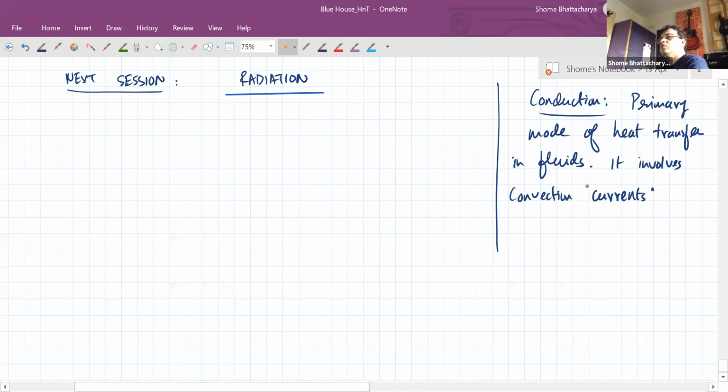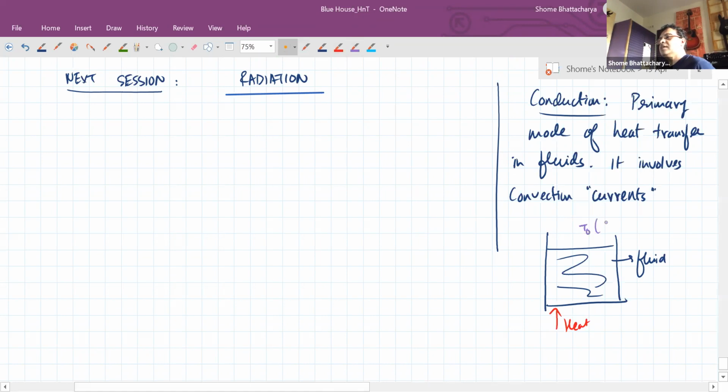a rather random motion of fluid molecules from a region of higher temperature to a region of lower temperature. So for example, we have a fluid in a container like this, and we have some source of heat here. The outside temperature T naught is acting like a heat sink, whereas this is acting like a heat source because we are supplying heat from here.